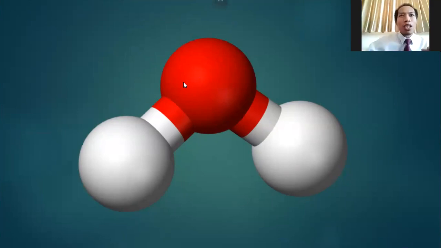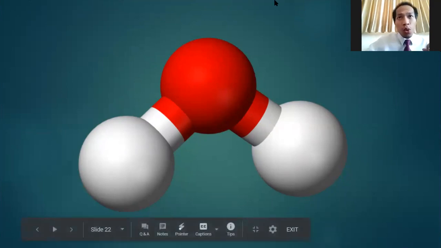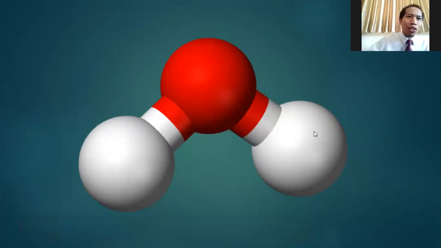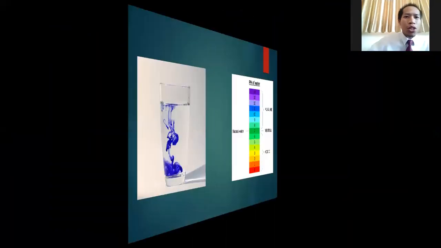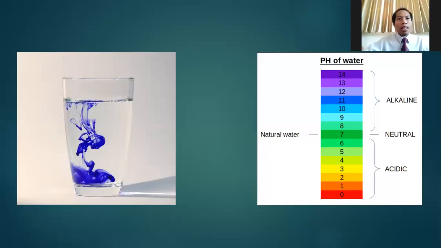Okay, so this is the structure, the geometrical structure of the water. So this one you will learn in the structure. After you know the composition, now is the structure. The third one is we are going to learn the properties, or sifat. The properties can be classified into two different properties: the physical properties and the chemical properties.